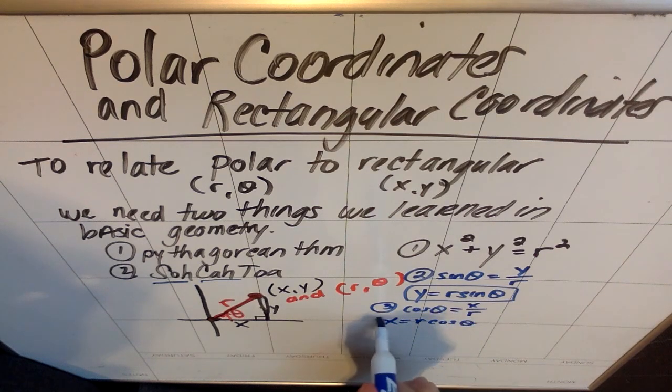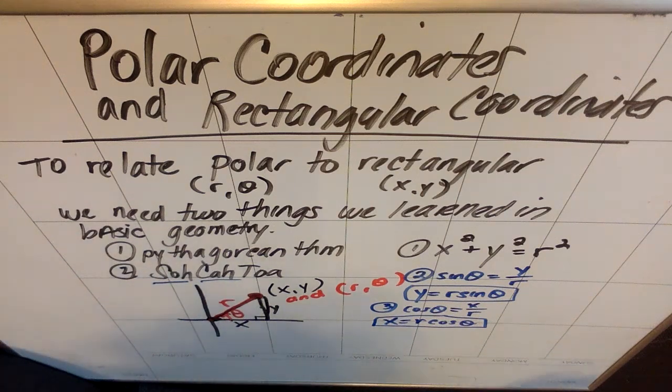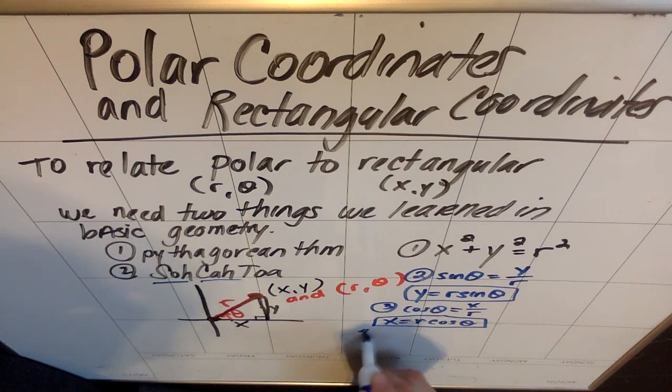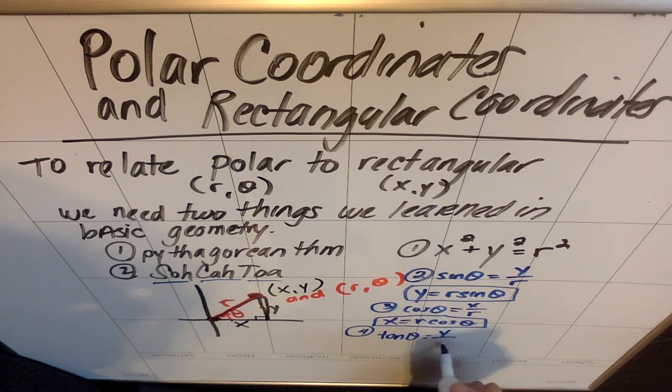That kind of jives with what we know about x and y in general. On a unit circle, y is sine, so it makes sense that it matches sine. And then the fourth equation I can use is TOA, which is that the tangent of theta is the opposite, y, on top of the x. Sometimes you'll see this as theta equals the arctangent, or inverse tangent, of y over x, because this is usually a way for you to find theta.